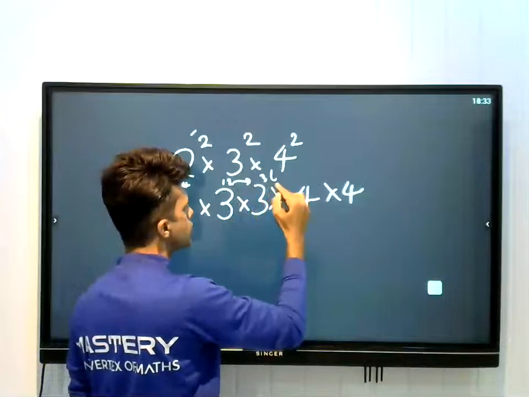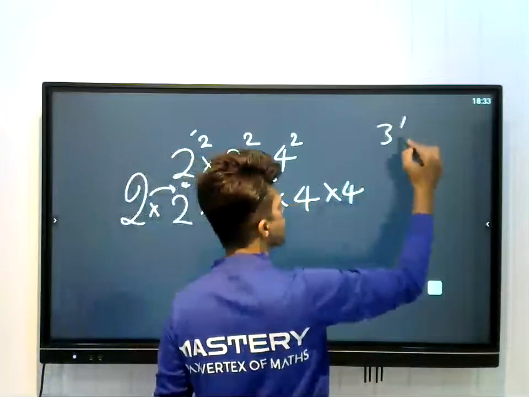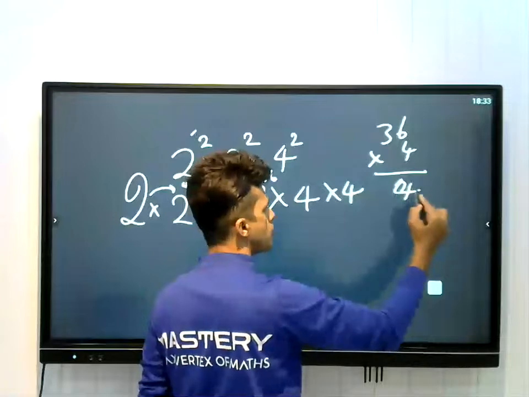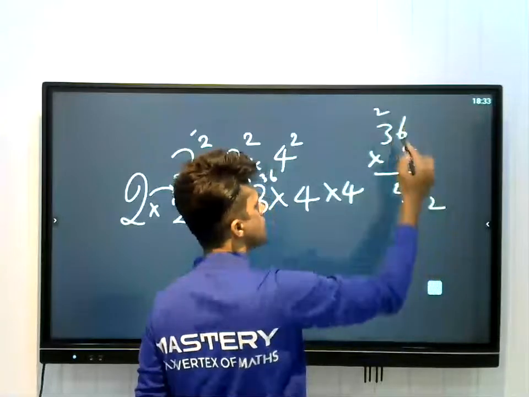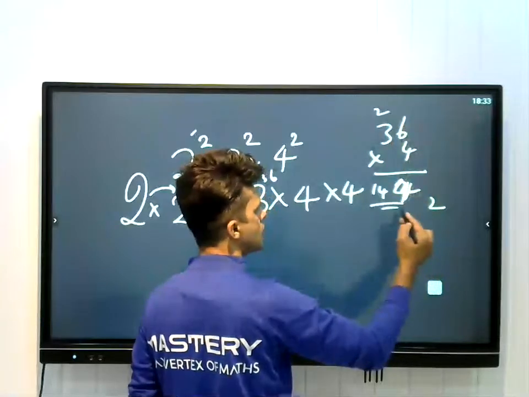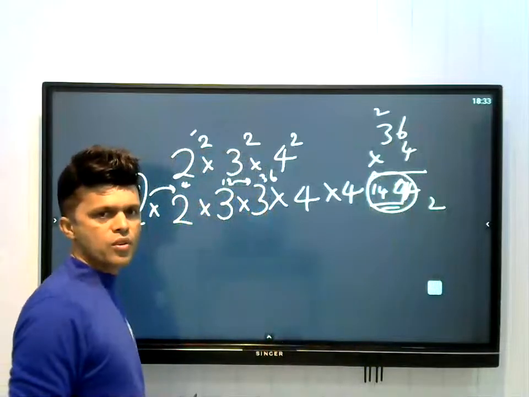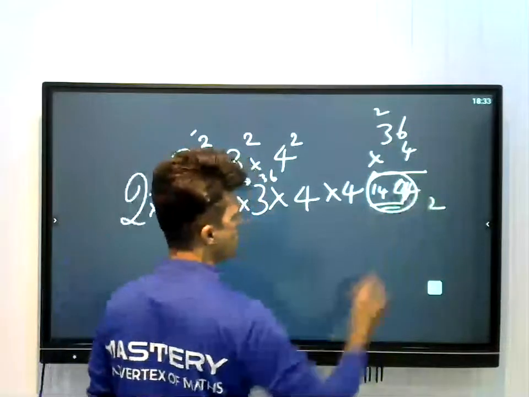36 times 4. You don't know the multiples of 36, so you can multiply. 4 times 6 is 24, the remaining is 2. 4 times 3 is 12, plus 2 is 14. So 144.